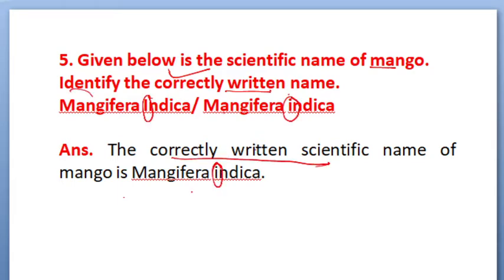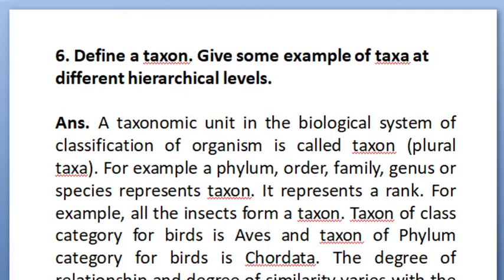Okay. Now next, question number 6. Define a taxon. Give some examples of taxa at different hierarchical levels. Answer: A taxonomic unit in the biological system of classification of organisms is called a taxon. In plural number, it is taxa.